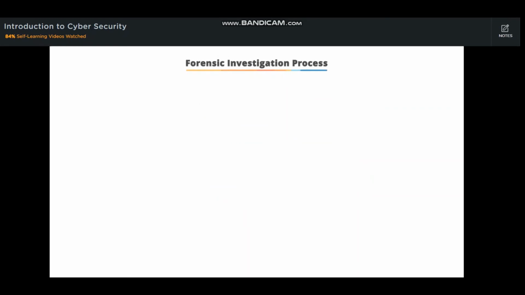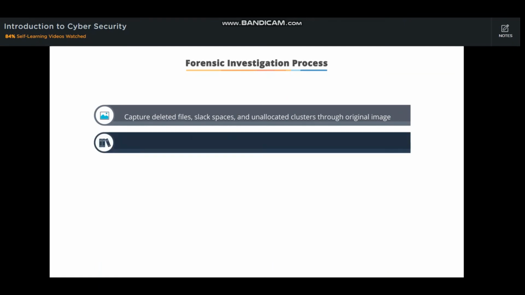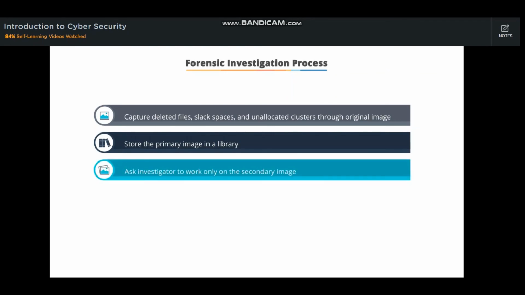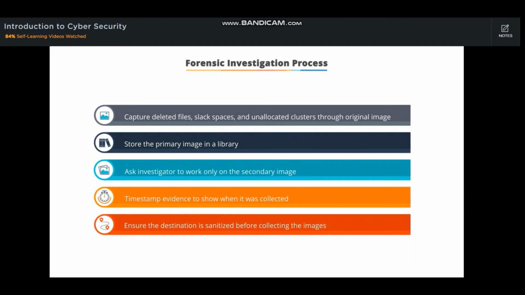The process best practices: the original image must be a bit-level copy, sector by sector, to capture deleted files, slack spaces, and unallocated clusters. The original image is called the primary image, which must be stored in a library. Investigators should only work from a copy of the primary image called the secondary image. These should be time-stamped to show when the evidence is collected. Before collecting the images to a new media, it is important to ensure the destination is sanitized.